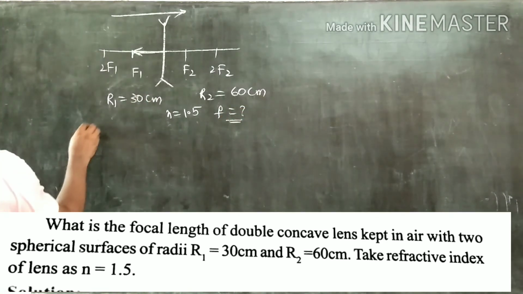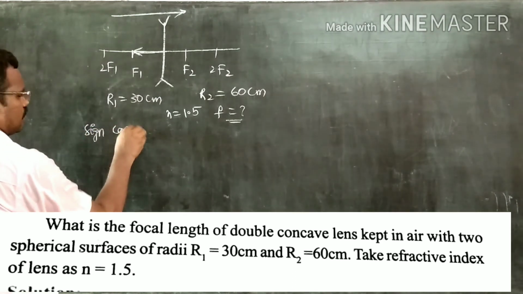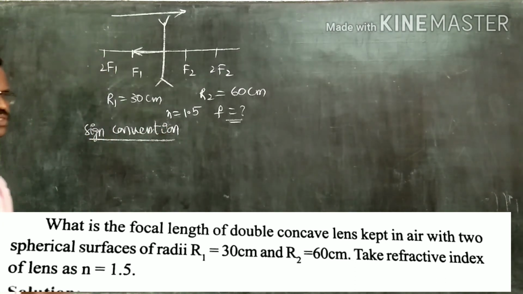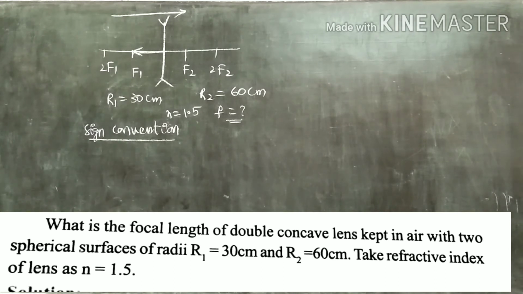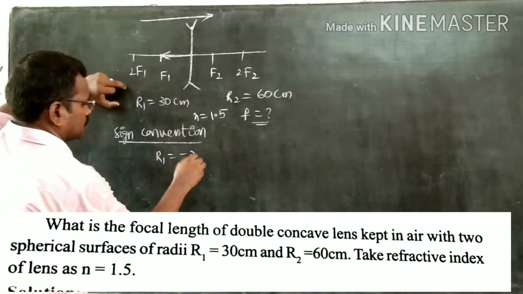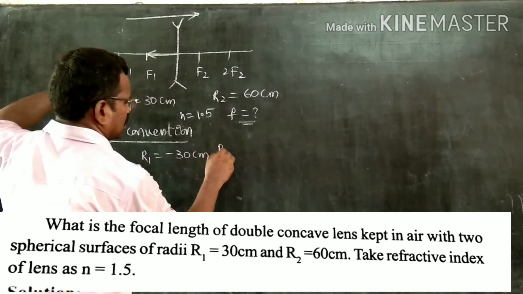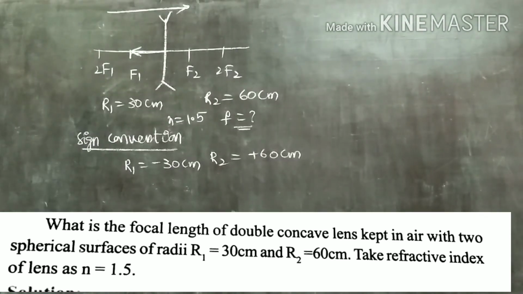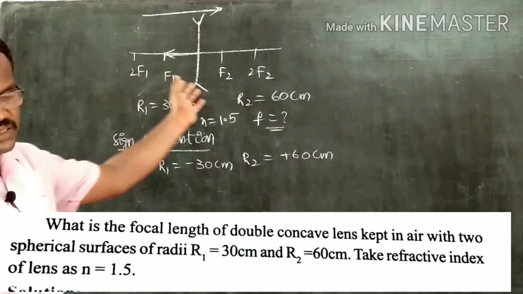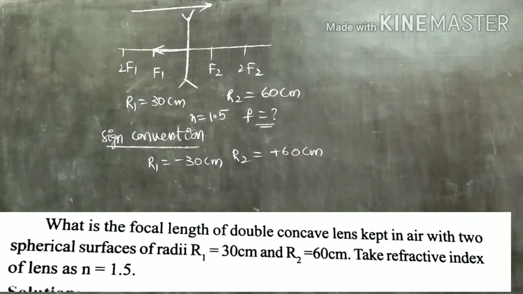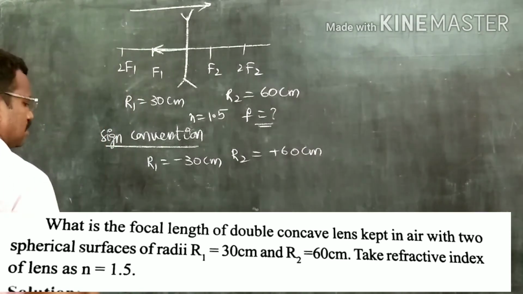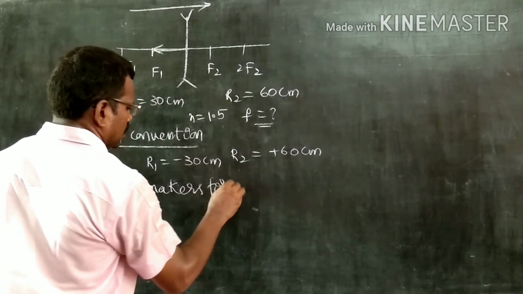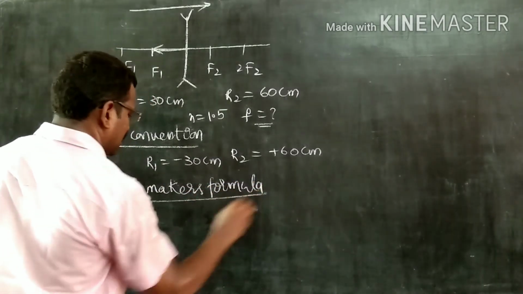Now, according to the sign convention, why? Because whenever we are solving ray optics problems, compulsorily we should write the sign convention. In the sign convention, R1 is equal to minus 30 centimeters, R2 is equal to plus 60 centimeters. Sir, why did you write like that? The radius of curvature is in the opposite direction for R1, and here for R2 the radius of curvature is in the positive direction. Then n is always positive. Then by applying the lens maker's formula, what is the lens maker's formula?